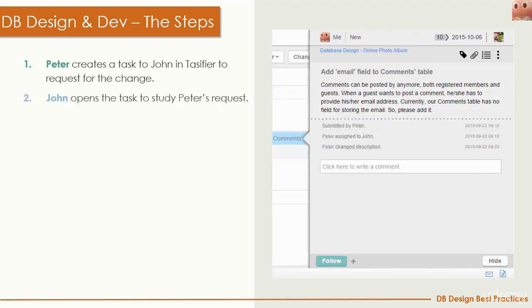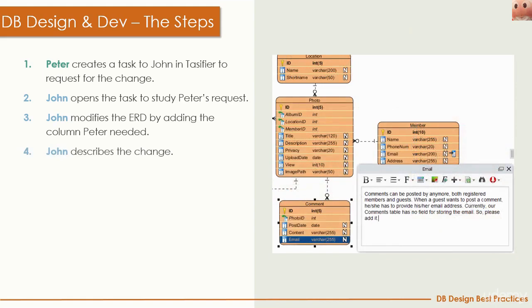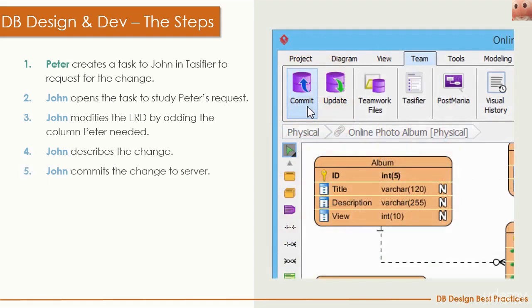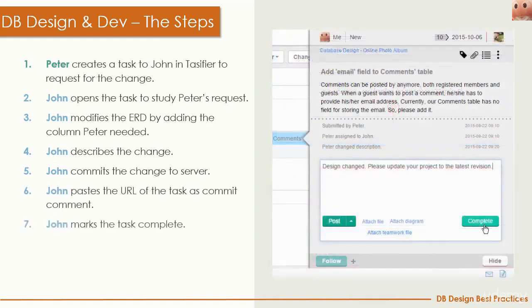And John will receive the notification and open the task, and then he updates the database to see any duplicated column. If no email before, he just adds the email column, and then he writes the descriptions, who requested and what's the purpose. John will commit the change to the server and mark the request URL as a comment when he commits to the Visual Paradigm server.